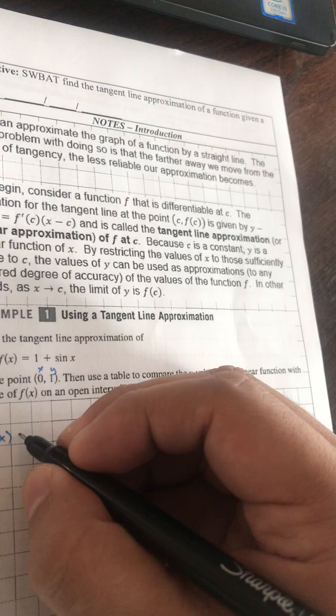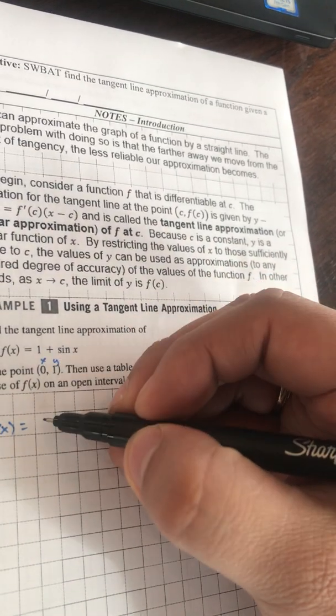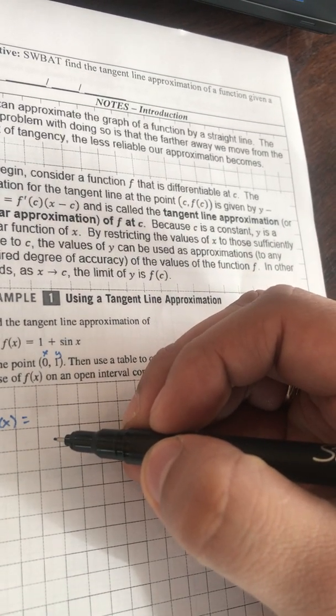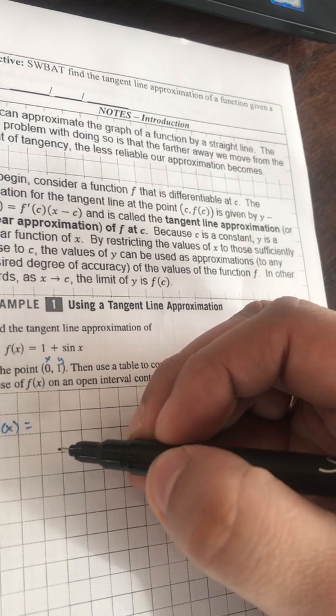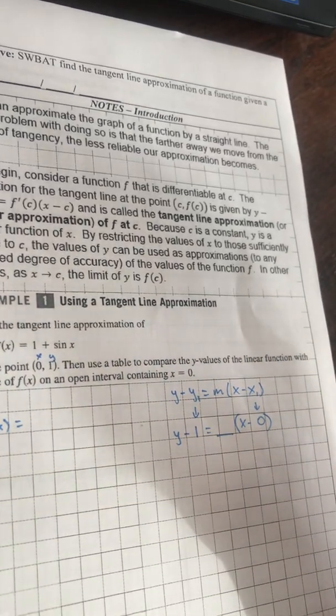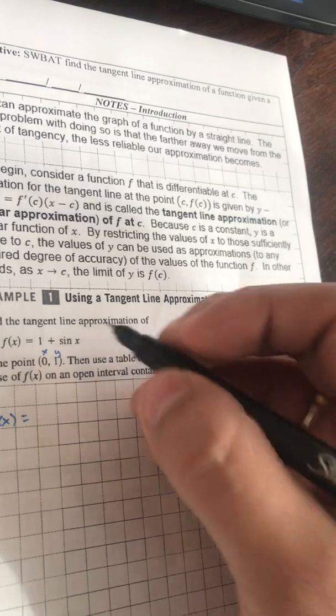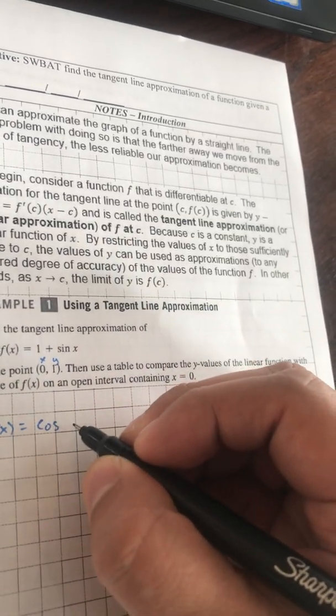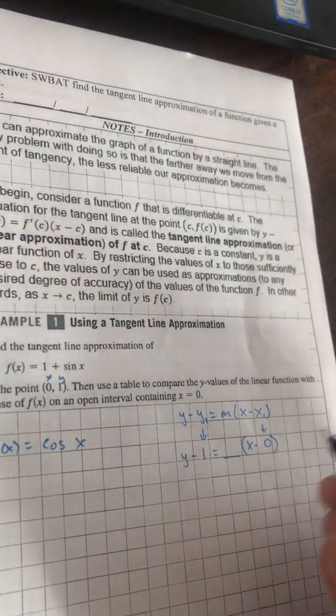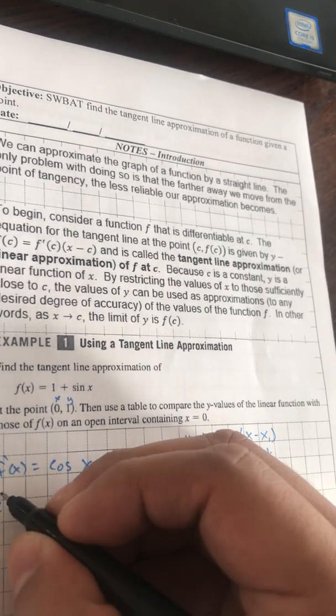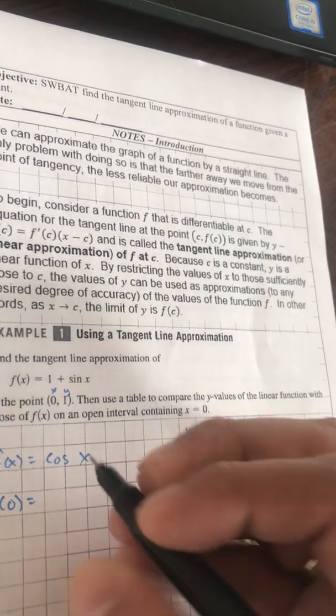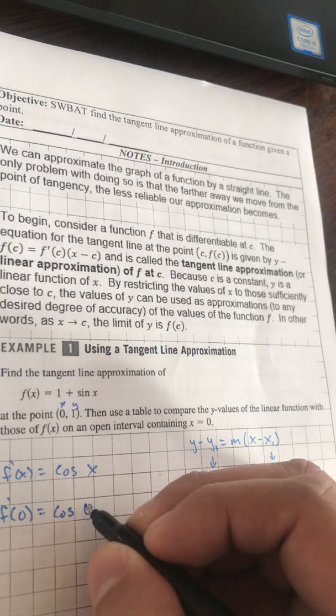So f prime of x equals, what happens to this one when you take the derivative? It goes to 0, but why? Because it is a constant, right? The derivative of sine is cosine of x. Perfect. Now we need to plug in 0. So f prime of 0 is equal to cosine of 0.